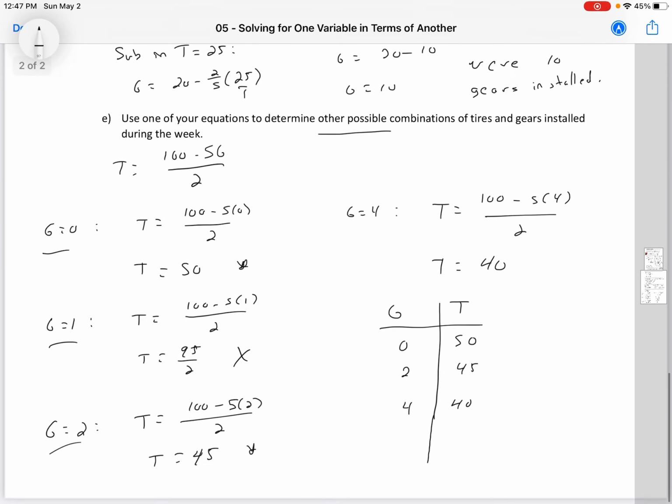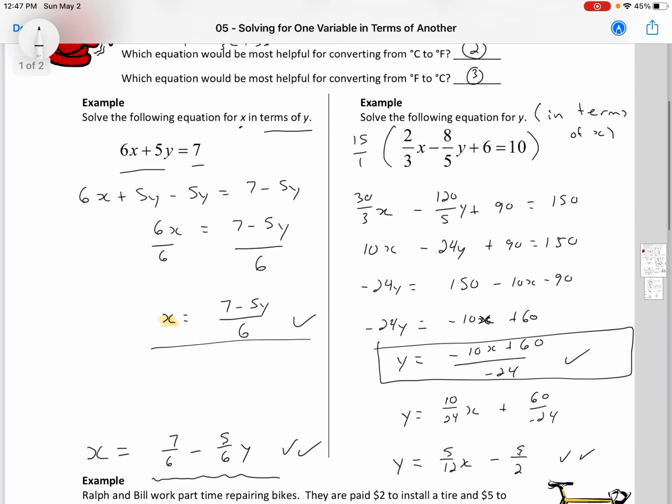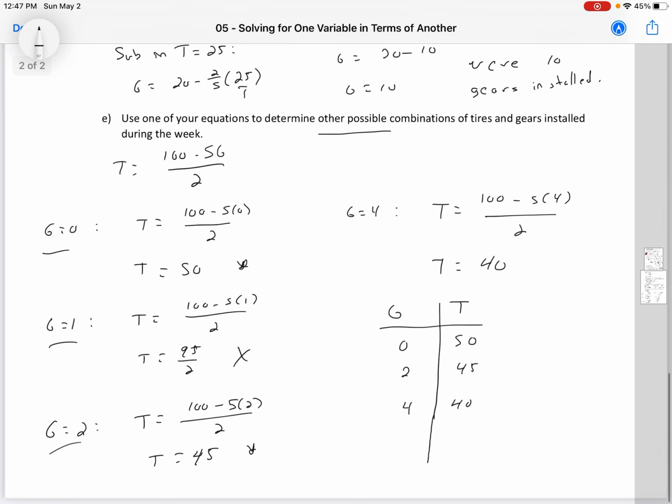Or maybe they made 2 gears and 45 tires. Maybe that was how they made their money last week. And so there's lots of combinations that are possible. And next chapter will all be about mapping all the possibilities that we get in a certain question.